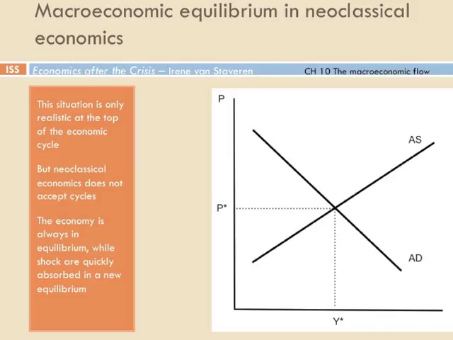The neoclassical perspective is summarized in this diagram. It's quite different from the previous diagram, right? Here we have a more normal market picture with a positive sloping aggregate supply curve and a negative sloping aggregate demand curve. But note that now the vertical axis has P, the price level in the economy, and the horizontal axis has Y, the total output.